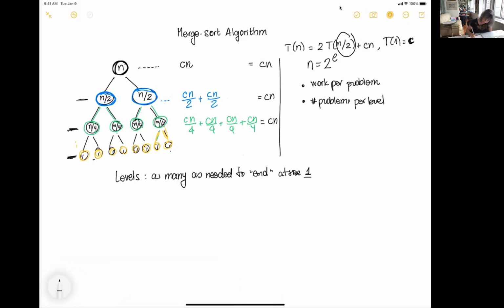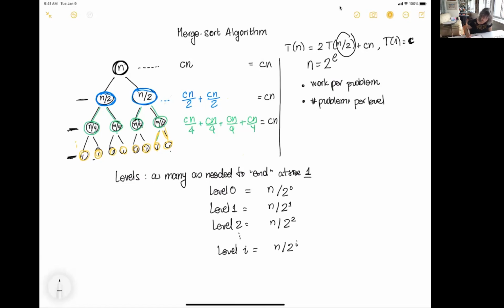So we call the first one level 0. Level 0 is basically n divided by 1. It's just a size n, but that's also n divided by 2 to the 0. Level 1 is n divided by 2 to the 1. Level 2 is n divided by 2 to the 2, and so on. And I guess you can see that in general, level i is n divided by 2 to the i.